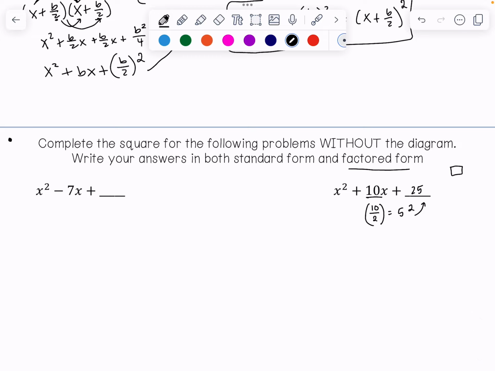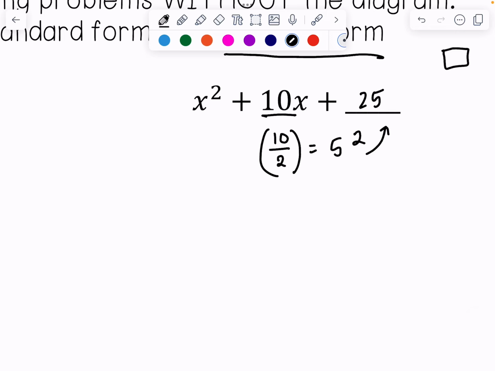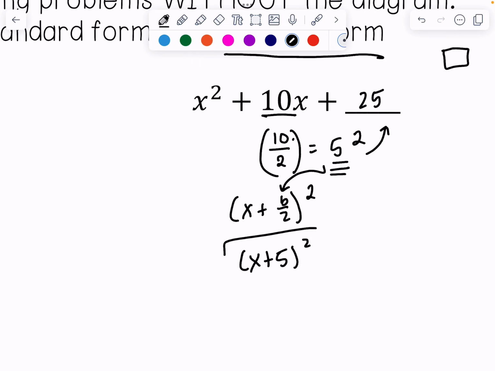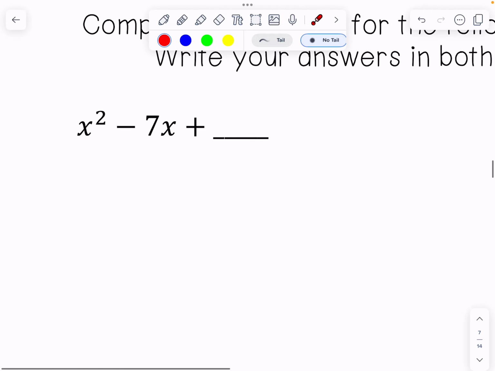The other thing is putting in factored form. We said our factored form is always going to be x plus b over 2, everything squared. So in this case, my b over 2 was 5. Whatever you get here, this is what goes in here. So I end up with x plus 5 squared. This is equivalent to this. So this one was a little bit simple because this divided by 2 really easily. Let's do one more, slightly harder.